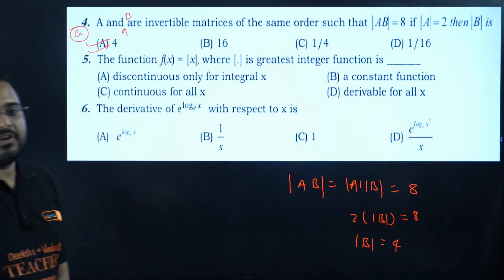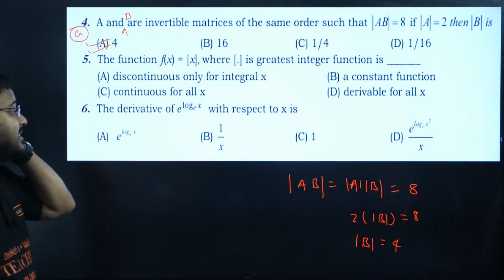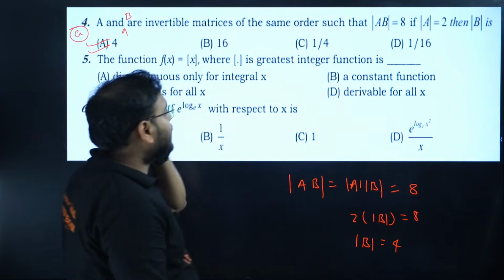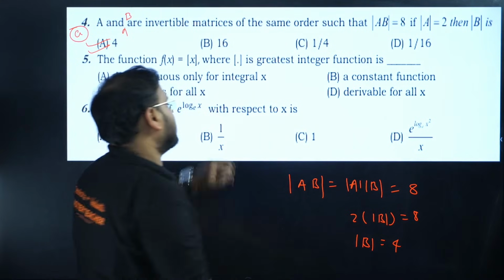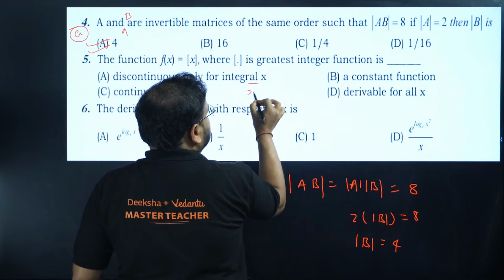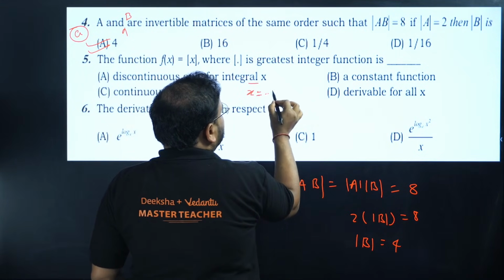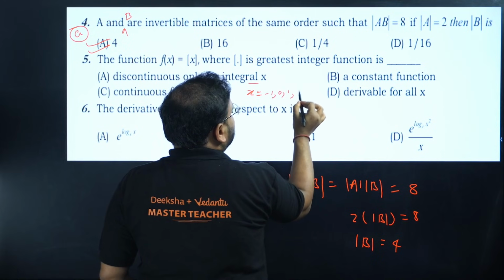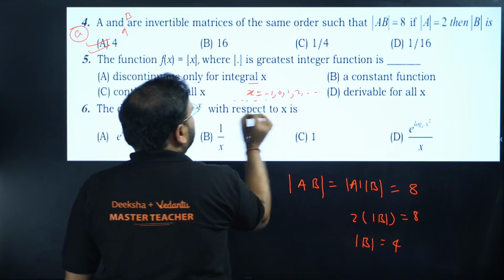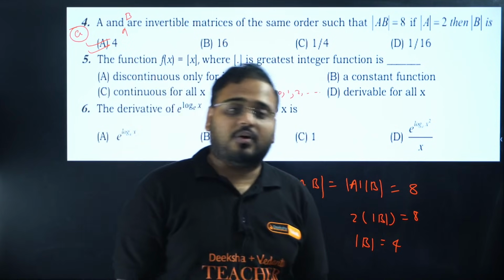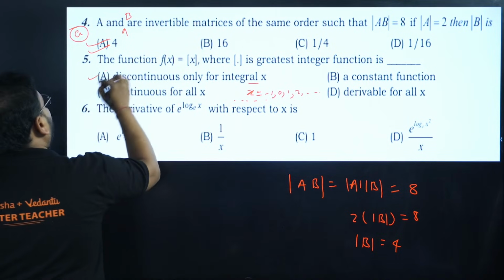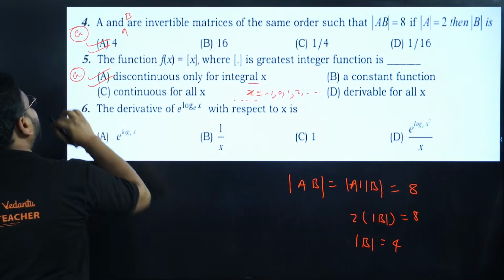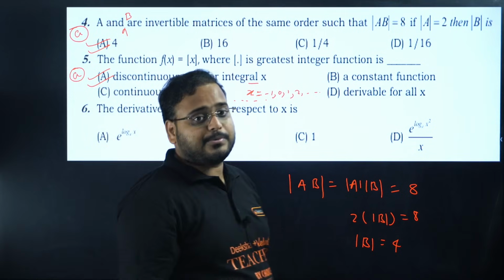Next, question number 5. The function f(x) is gif of x. The greatest integer function is going to be discontinuous only for integral x, correct? Means for integer values, for x equals to what do we have? Minus 1, 0, 1, 2, and so on on both sides. On these integral values of x, the given function will be discontinuous in nature. So answer is option A. So 4 is also A, 5 as well is option A only.